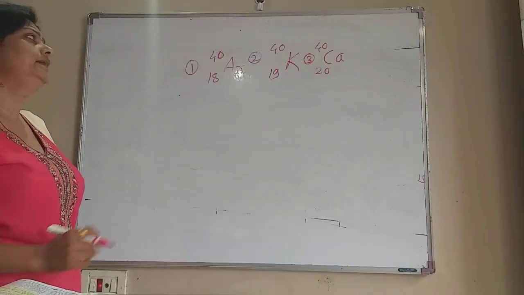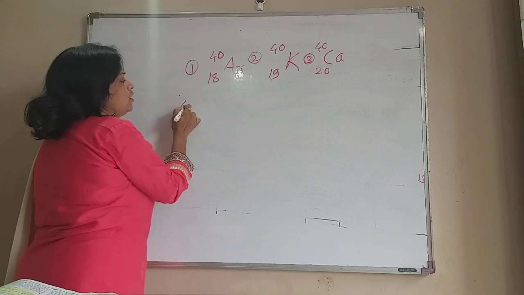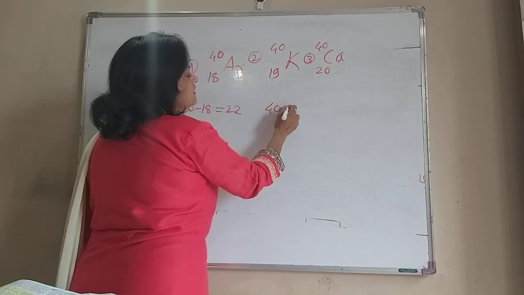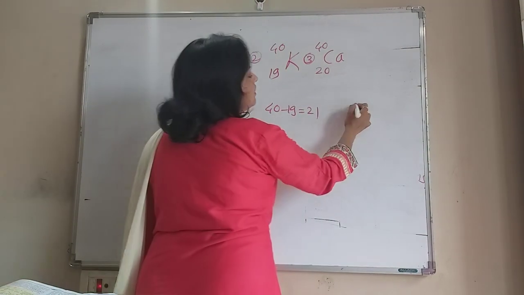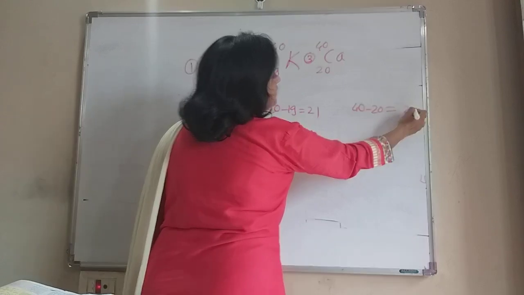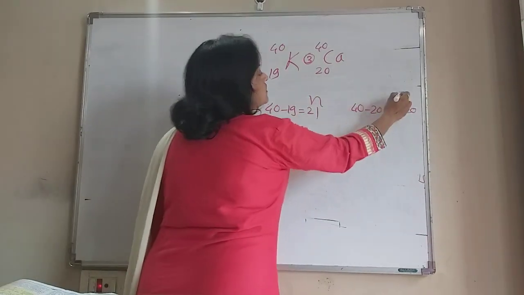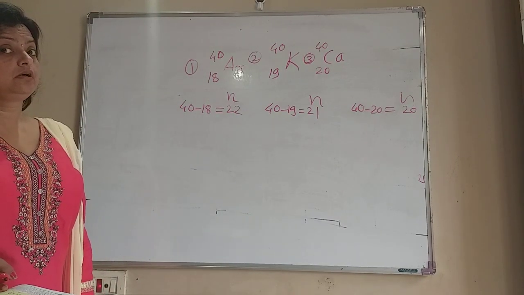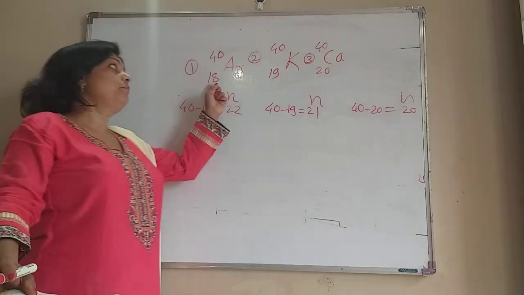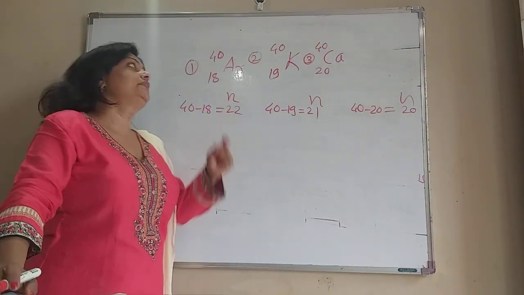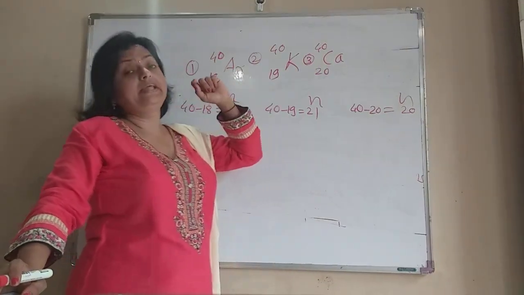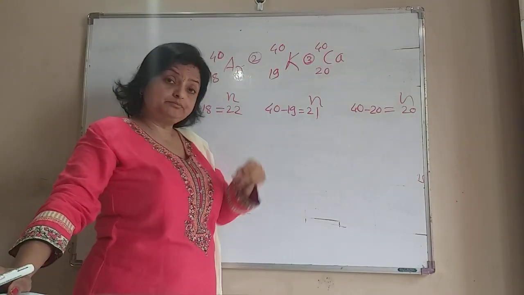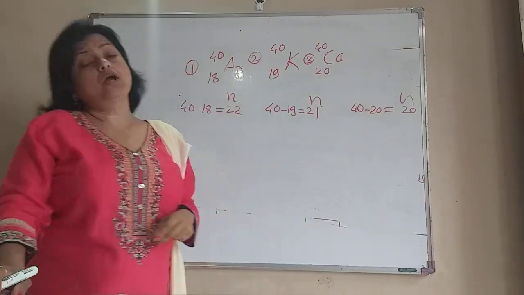Now see, here the number of neutrons we calculated is 40 minus 18 that is equal to 22. Here 40 minus 19 that is equal to 21 and here 40 minus 20 that is equal to 20. Now these are the numbers of neutrons. In isobars the numbers of neutrons are different. In isobars the atomic numbers are also different, but the mass numbers are the same. The atoms of different elements having the same mass number but different atomic number are called isobars.